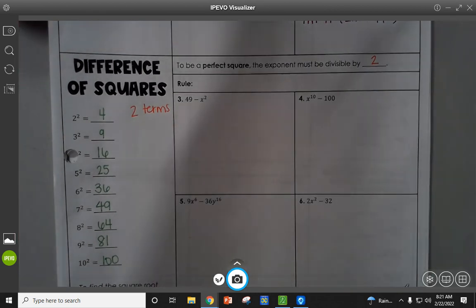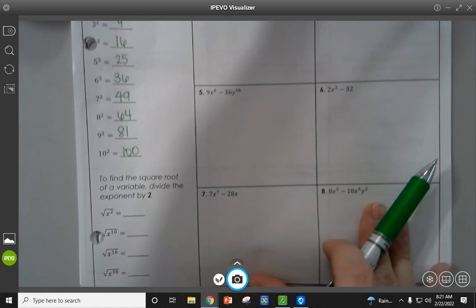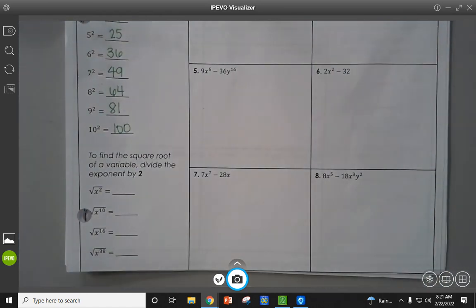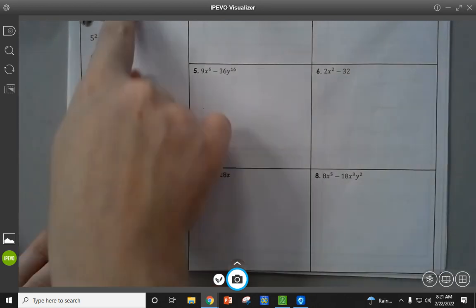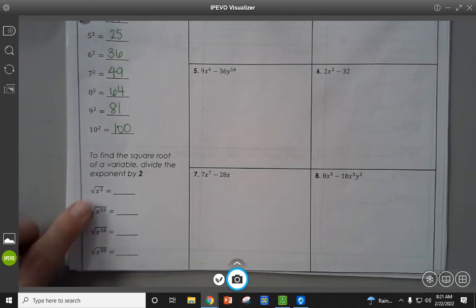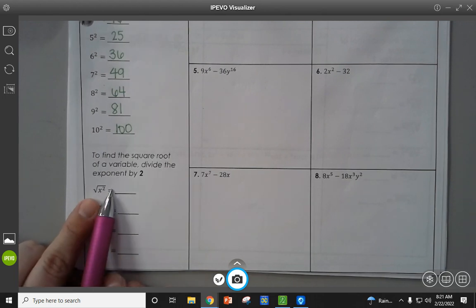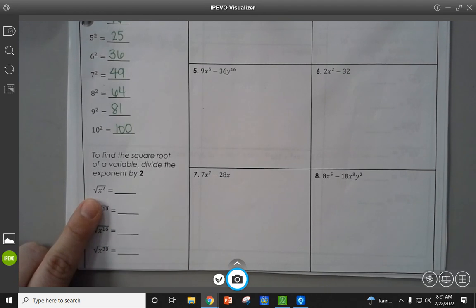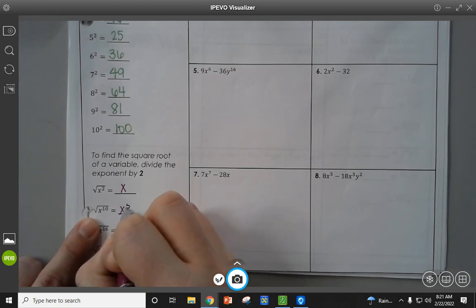Now with the variables, as long as it's an even number, it's a perfect square. The actual exponent itself does not have to be one of these numbers. It just has to be even. So the square root of x squared, to take that, we divide the exponent by 2. So it would just be x to the first, or x. The square root of x to the 10th would be x to the 5th.